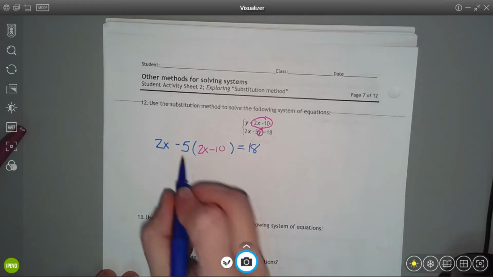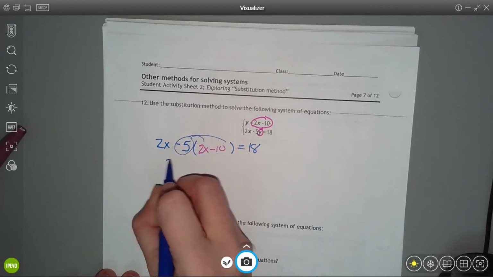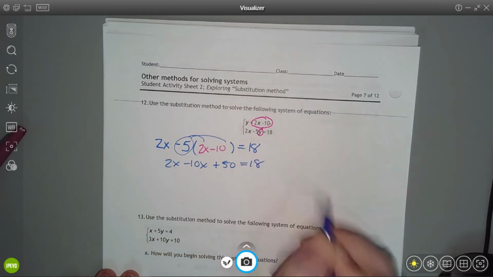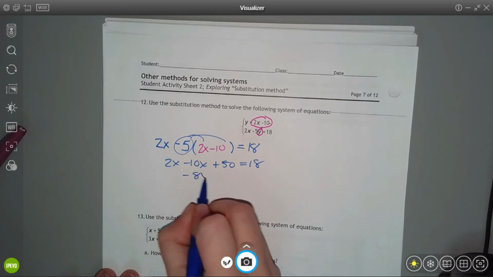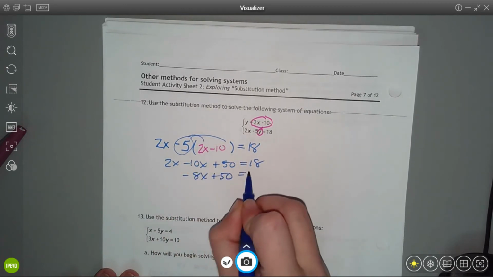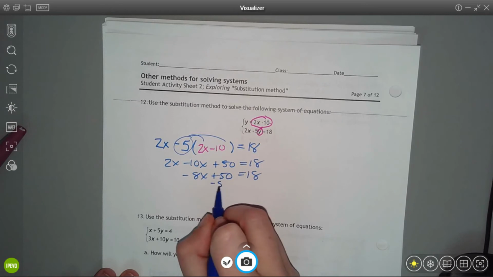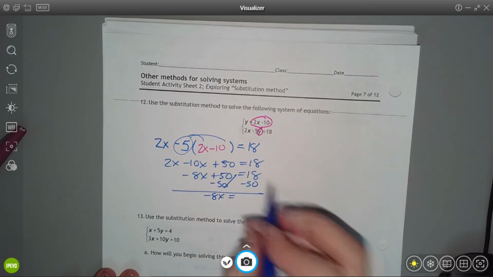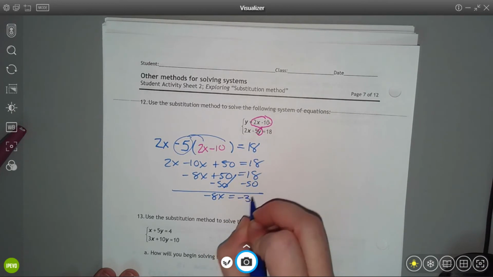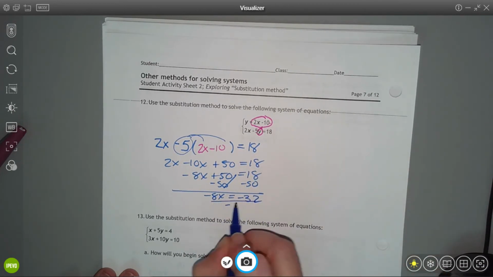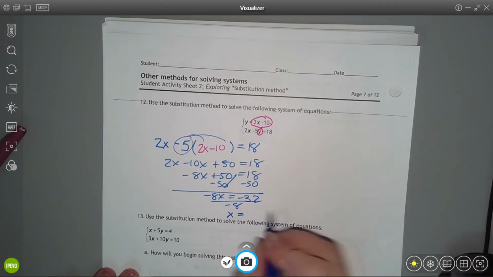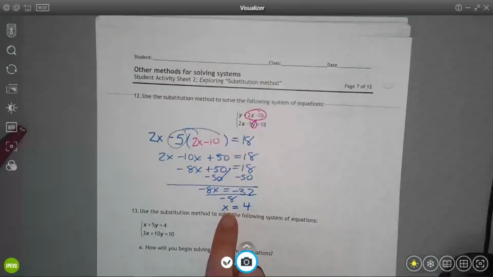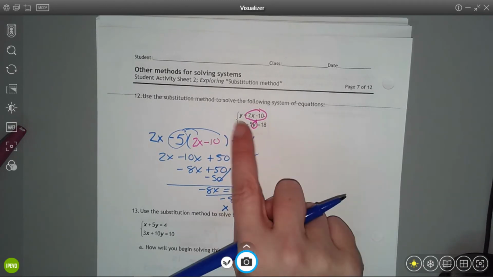And we're going to go ahead and solve that. I'm going to distribute to get 2x minus 10x plus 50 equals 18. Combine, negative 8x plus 50 equals 18. Subtract 50 on both sides. Negative 8x equals negative 32. Divide both sides by negative 8, and we get that x equals positive 4. Now, remember, guys, we're not done. We have not finished. We only have x. We've got to figure out what y equals.